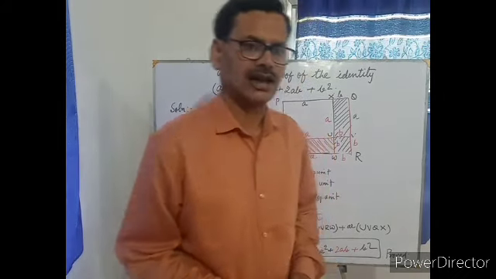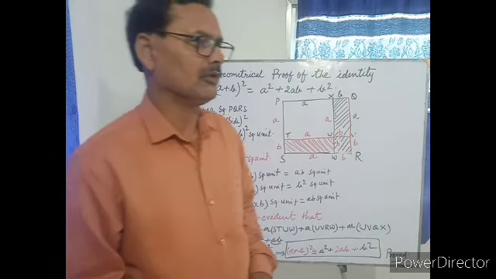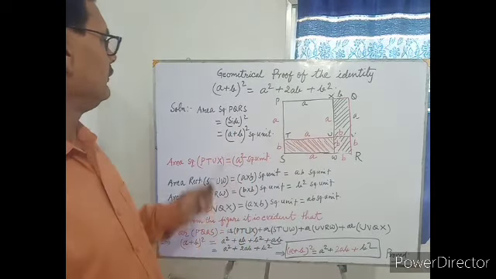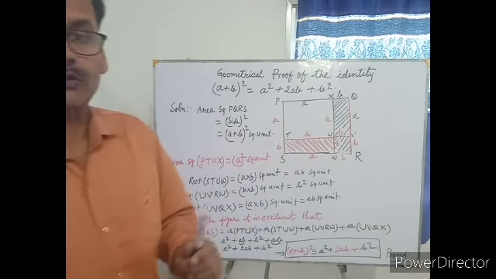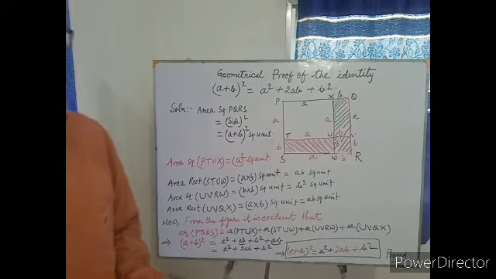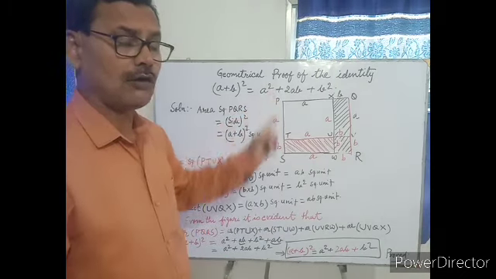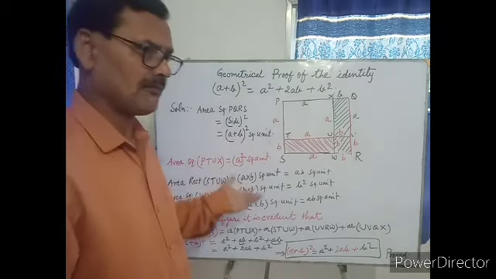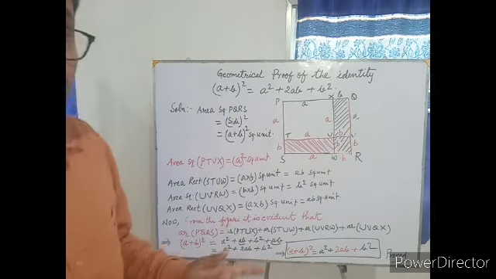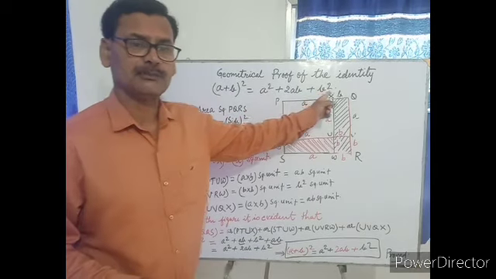Today I am going to start a new lecture that is based on activity. Today I am going to explain activity number 1 and the proof of the first identity, (a plus b) whole square is equal to a square plus 2ab plus b square. You have already found the algebraic proof of this identity in my previous lecture. Now today I am going to explain the geometrical proof of this identity, (a plus b) whole square is equal to a square plus 2ab plus b square.